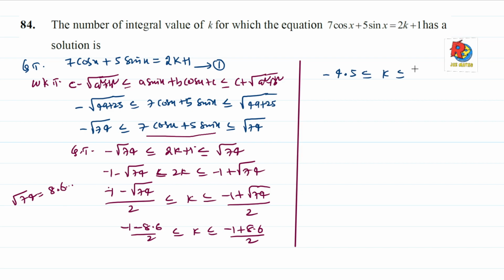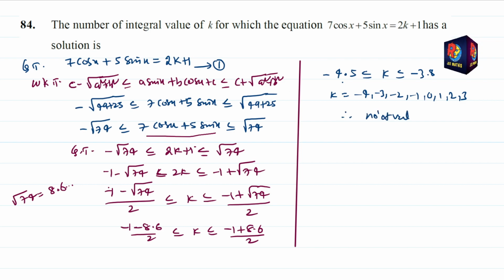7.6 by 2 means 3.8. So the k values must lie between these two values. Therefore, k values are minus 4, minus 3, minus 2, minus 1, 0, 1, 2, 3 only. Up to these values only it is possible. Therefore, the number of values of k is 8. Answer is 8.